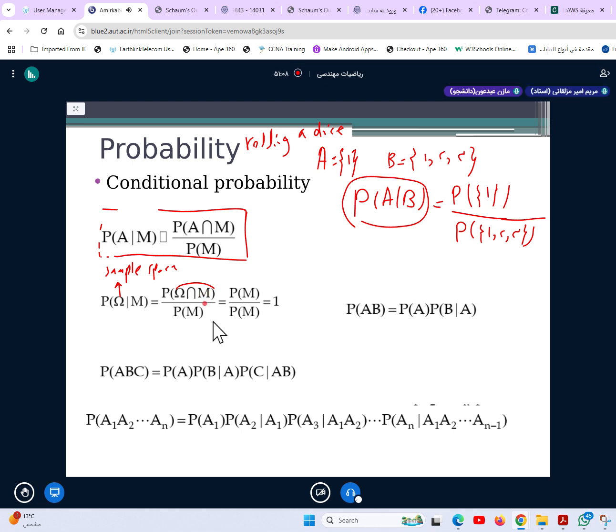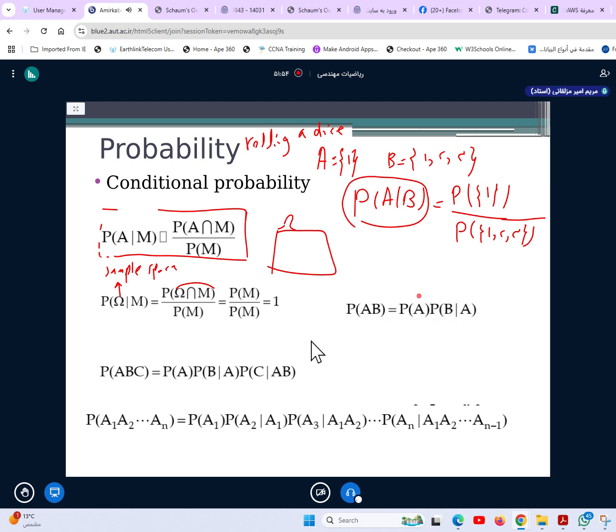It is the event M. Yes, thank you. It's M. Because omega is all of our sample space, and M, as defined before, is a subset of omega. So if we intersect a subset of omega with omega, the intersection is M. So we have the probability of M divided by the probability of M, that is equal to 1. So the probability of the sample space conditioned on any event is equal to 1. Okay, any question?